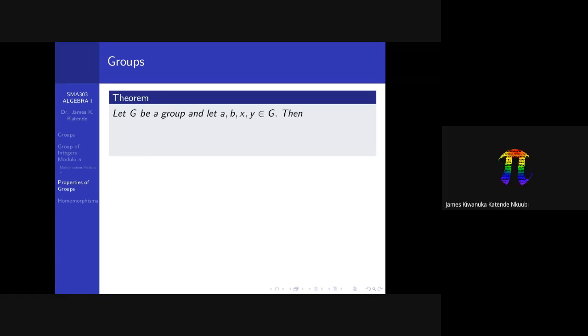So we look at another theorem. It says let G be a group and let A, B, X, Y be elements of G. Pick 4 elements of G. Then the following will be true. If AX is equal to AY, then X must be equal to Y.